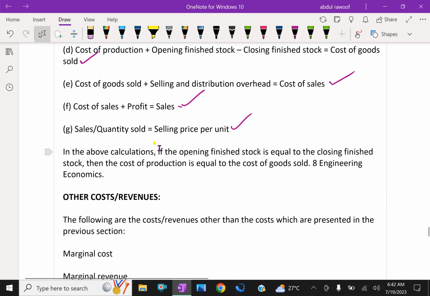In the above calculation, if the opening finished stock is equal to the closing finished stock, then the cost of production is equal to the cost of goods sold.